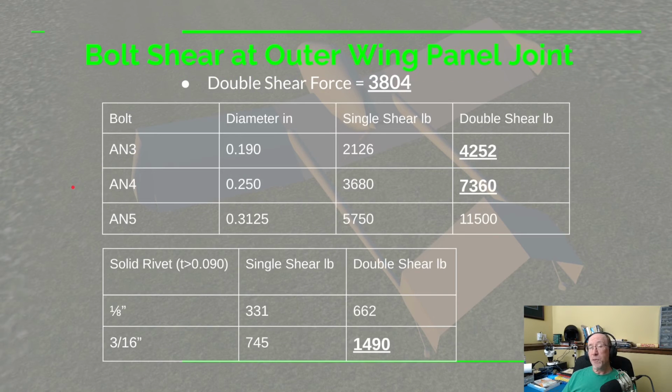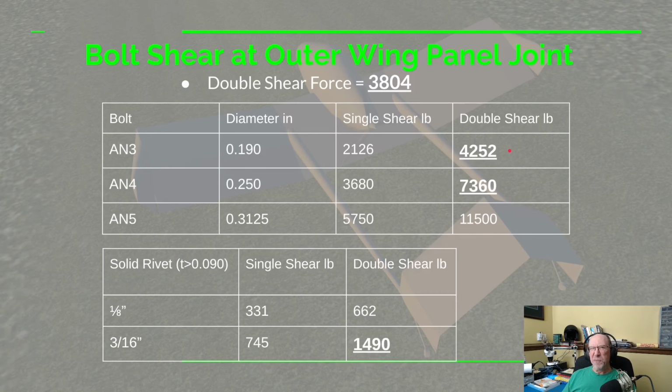Well, we know what our double shear force on our bolt is going to be. This is 3804 pounds. So let's look at the double shear force on some standard Army Navy bolts, AN bolts. So I have AN 3, 4, and 5. So that's 3/16, 1/4, and 5/16 inches diameter. So we come over here to the double shear column, and the AN 3 can do 4,252. So that by itself is more than enough. And of course, the bigger the bolt, the more shear it can handle. So any of these three would work.